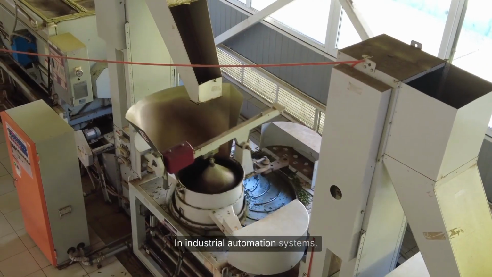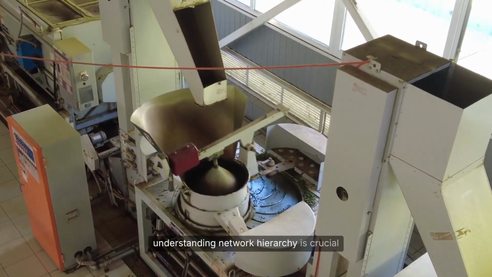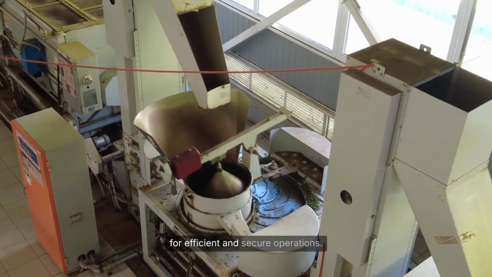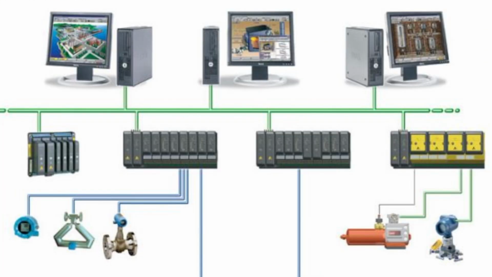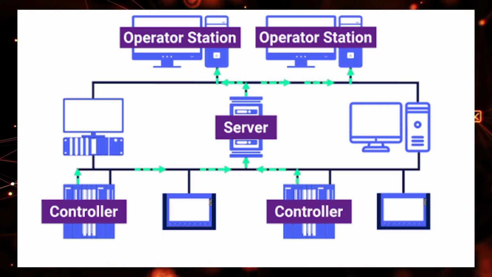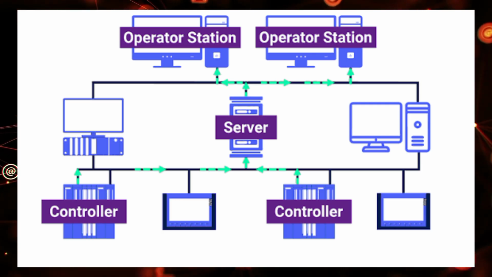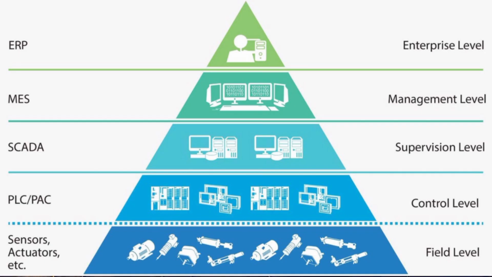In industrial automation systems, understanding network hierarchy is crucial for efficient and secure operations. Two fundamental components within this hierarchy are the plant bus and terminal bus, which play distinct roles in the communication architecture of systems such as ICS, SCADA, and DCS. These network layers help organize data flow and control, ensuring that information moves seamlessly between devices and management systems.